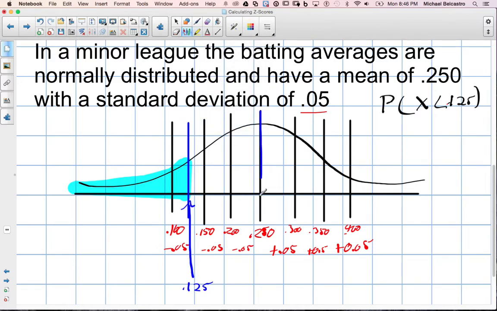Well, we already know the middle is 50% of the area. Remember, the area under the curve is technically equal to 1. If we're going to the right, that's 50%. If we're going to the left, that's 50%. This is clearly less than 50%. So we'll plug in our info, plug in the z-score, and then try to make sense of it.